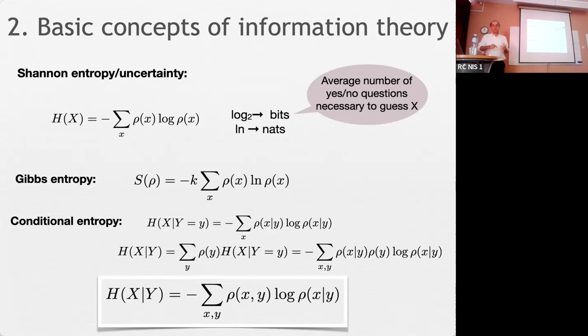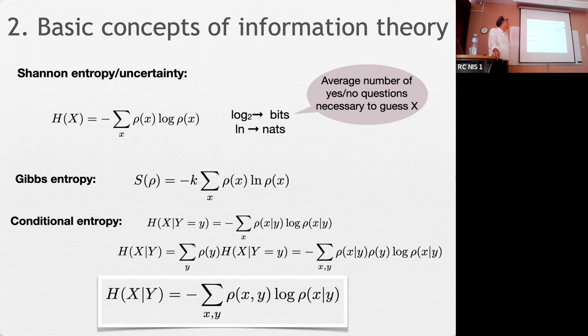started by Claude Shannon. He wrote two papers in 1948, so it's not so old, called Mathematical Theory of Communication. So he didn't use the name information theory. He used the name communication theory because the theory was intended first to analyze communication. He was in Bell Labs. Well, in Bell Labs, they did everything, but he was working on communication problems.